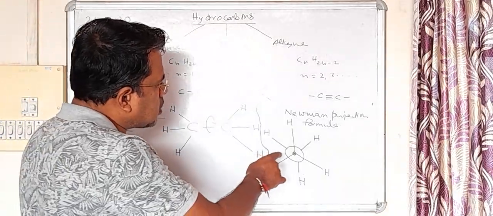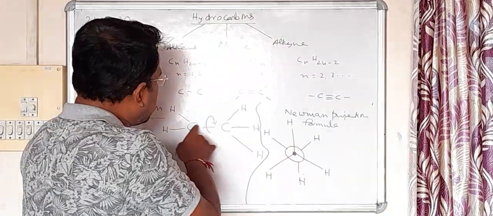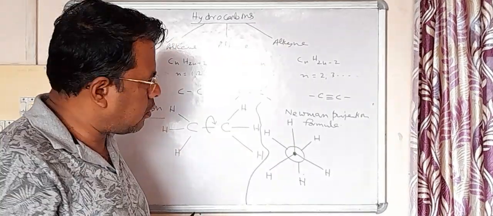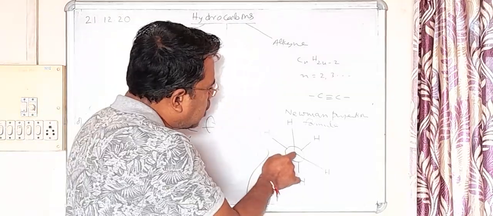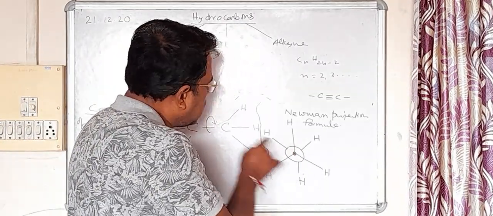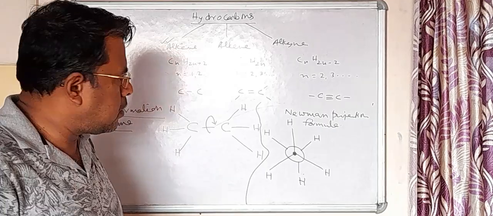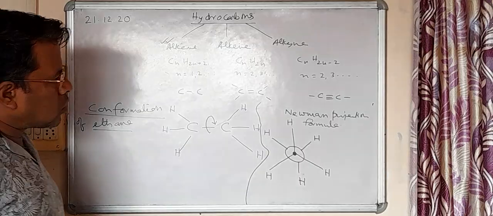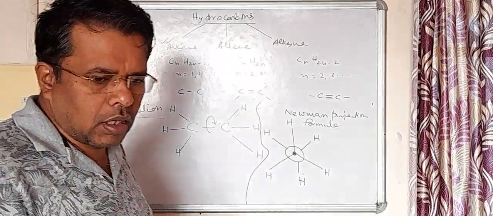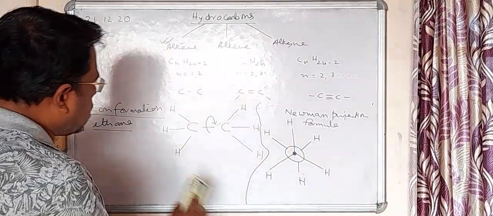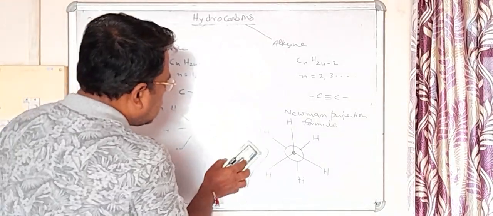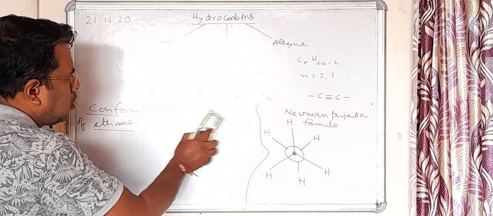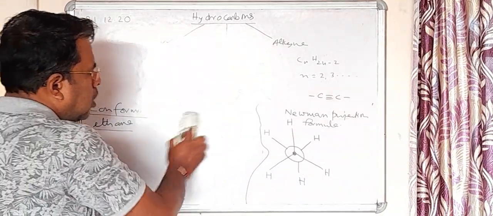So this is one form of ethane according to Newman. Just see the carbon-carbon bond here, it is not visible. You can make it out because this is one carbon atom and this is another carbon atom. The carbon-carbon bond is not visible, but it is understood that the carbon-carbon bond is there. So this is one form of ethane. Now I am going to draw other forms of ethane.